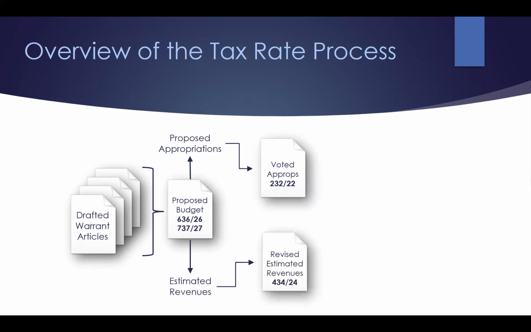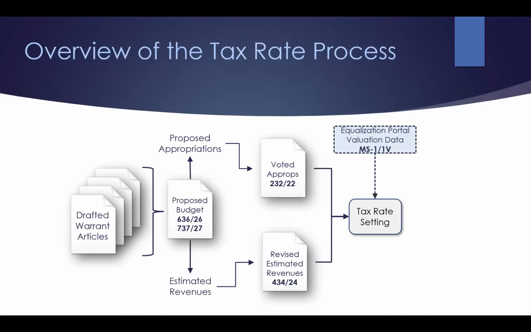And then right around this time of year, you have the opportunity to revise those initial estimated revenues that you used on your proposed budget. And it's these two pieces, the appropriations as voted or as approved, and all of your offsetting revenues that feed into the tax rate setting process, along with some data from the equalization portal that tells us how much your community is worth. So out of that, we can calculate your mill rate.